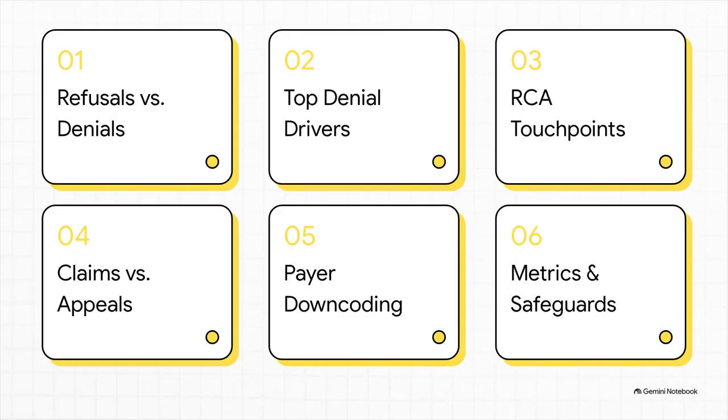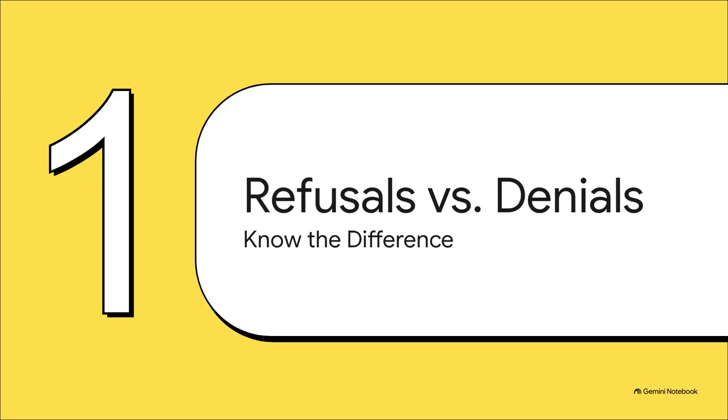Here's our tactical roadmap for today. We'll be hitting refusals versus denials, the top denial drivers, RCA touchpoints, corrected claims versus appeals, payer downcoding, and finally, key metrics and safeguards. All right, kicking things off with Section 1, refusals versus formal claim denials.